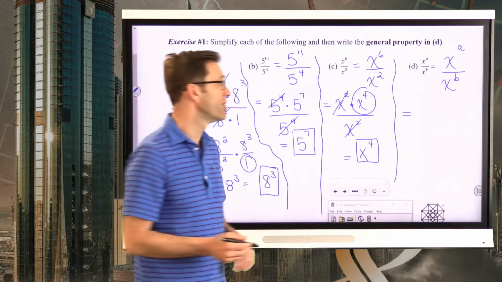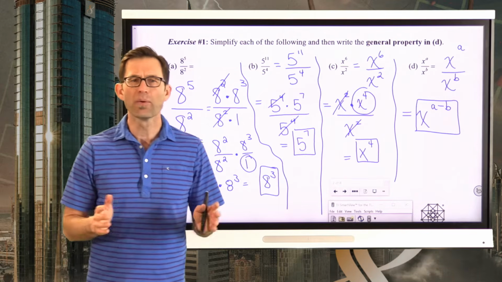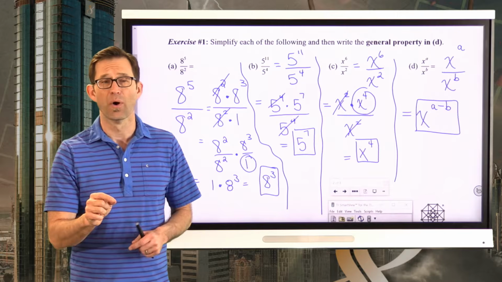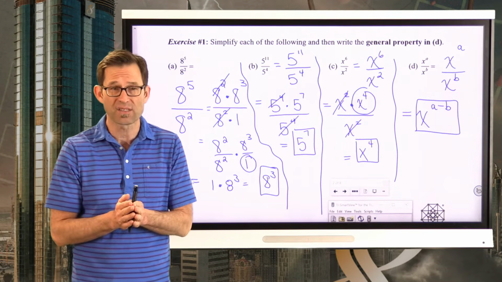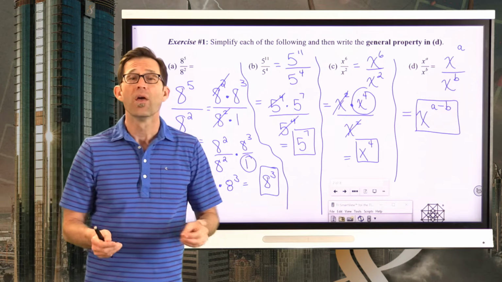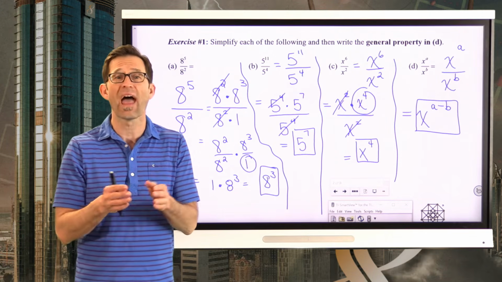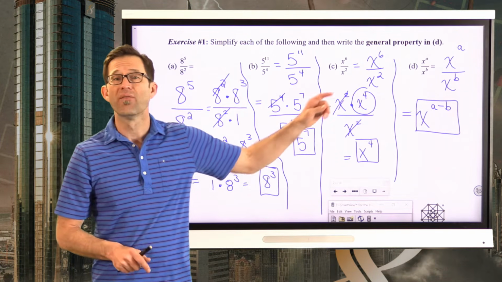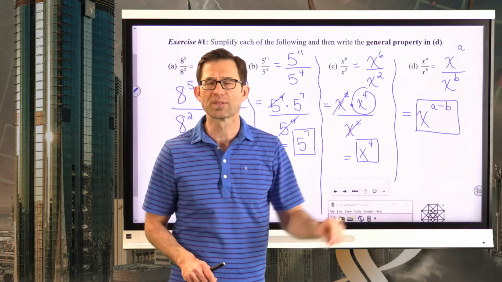Well, hopefully it's pretty obvious. It's going to be x to the a minus b. And that should make a lot of sense, right? Because when we multiply two quantities that have the same base, that's the number or the variable being raised to the power, then we add the two exponents. So when we multiply two things with the same base, we add the exponents. And when we divide things with the same base, we subtract the exponents.